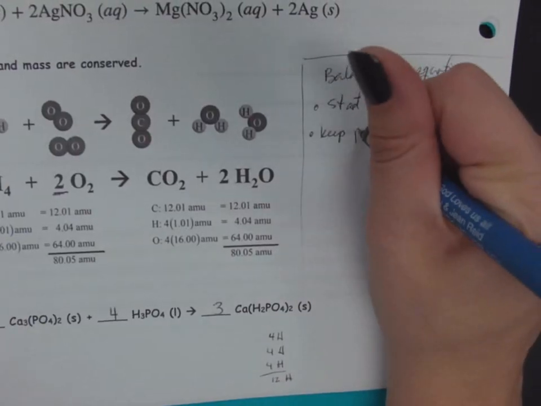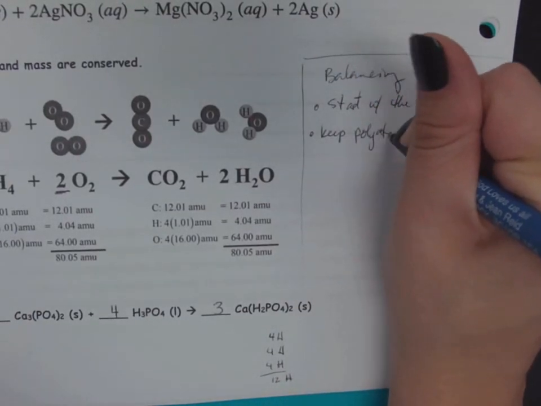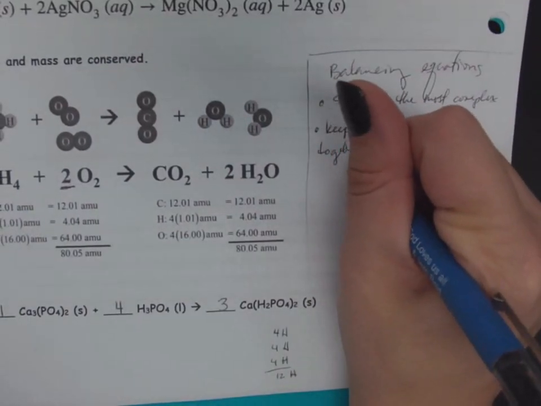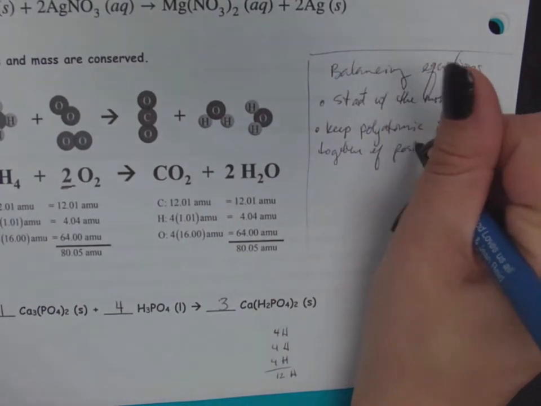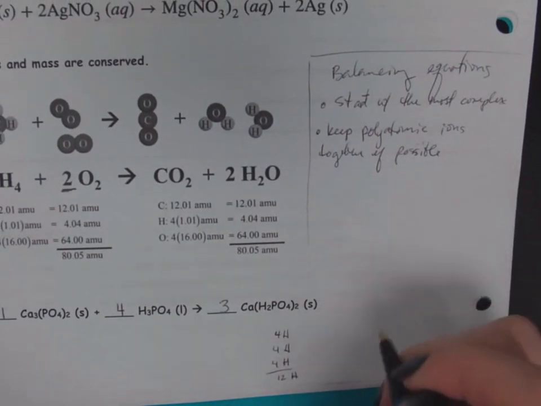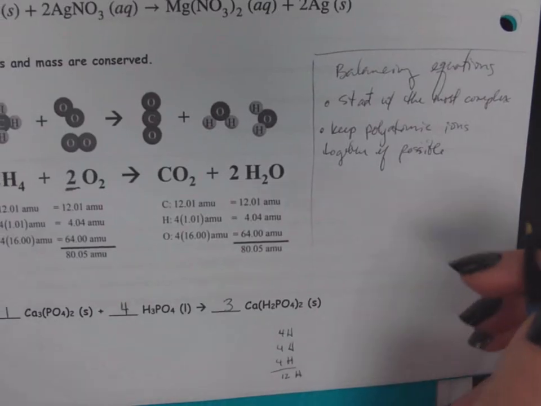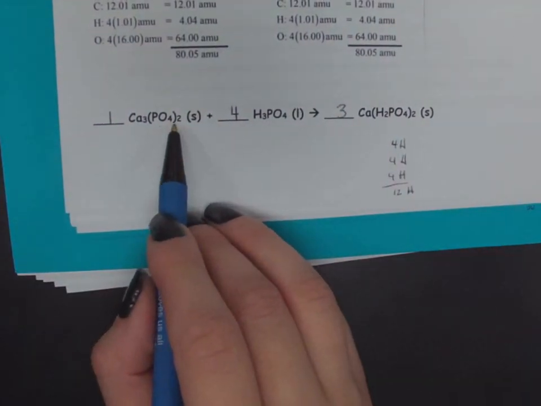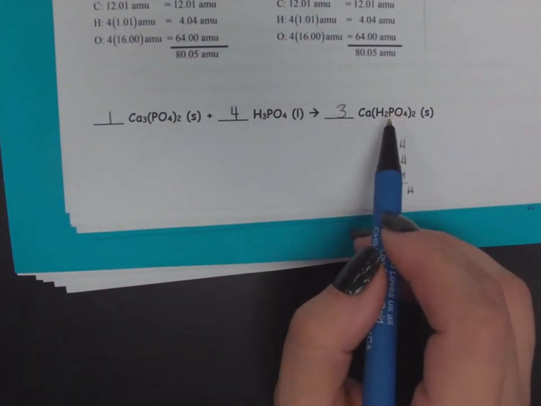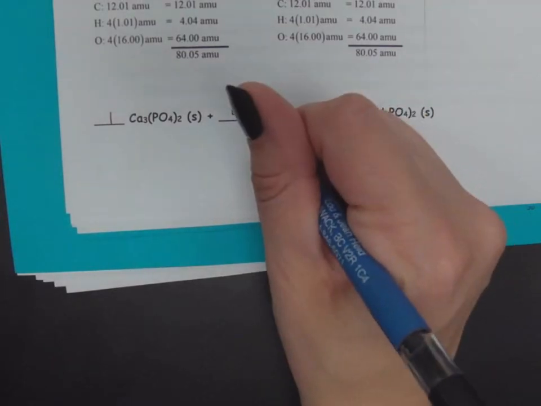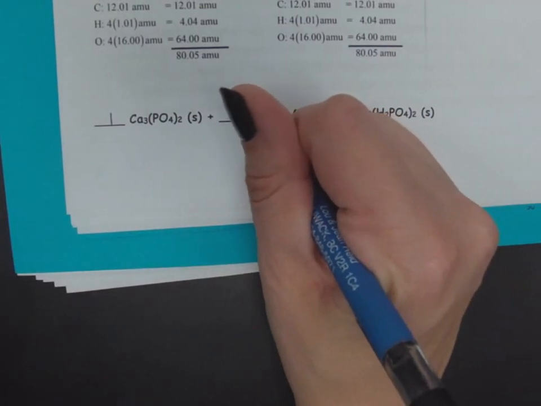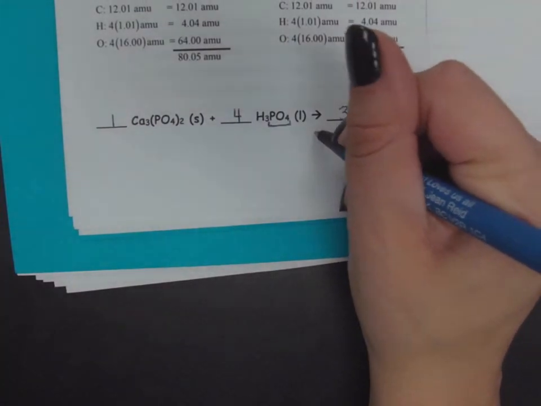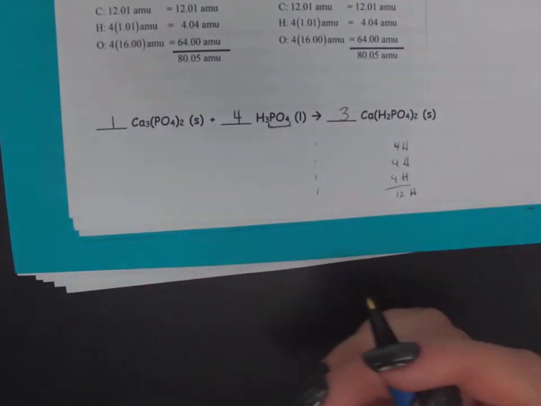Keep polyatomic ions together if possible. Okay, keep them together when you're balancing a chemical equation if possible. And here's what I mean. I could separate the phosphorus and the oxygen. Same thing here. I could separate the phosphorus and oxygen, but I see phosphate. I see PO4. And so instead of counting the phosphorus and the oxygen separately, it's actually a lot easier to think of phosphate as an entire unit.